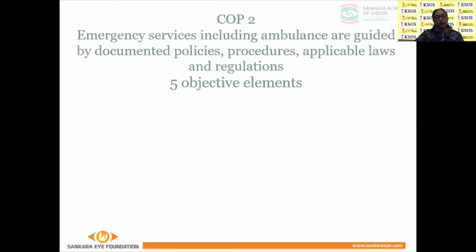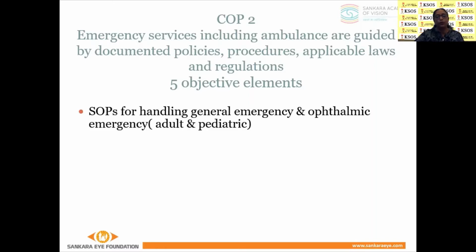Coming to COP2, the emergency services, including ambulance, are guided by documented policies, procedures, applicable laws, and regulations. So there are 5 objective elements in this. You should have SOPs for handling general emergency and ophthalmic emergency, that is for both adult and pediatric cases.